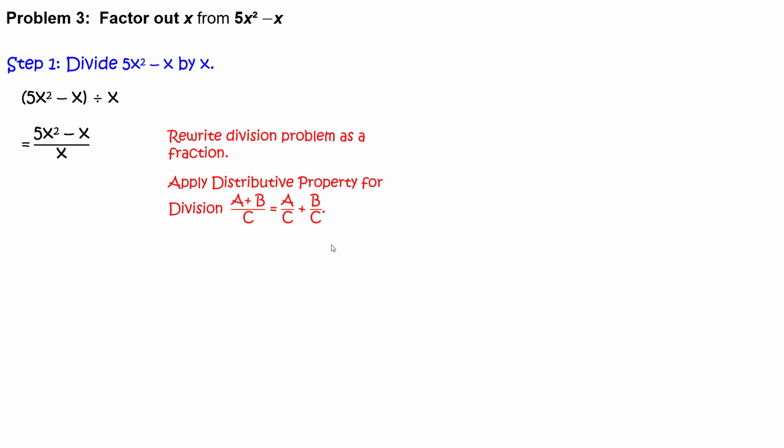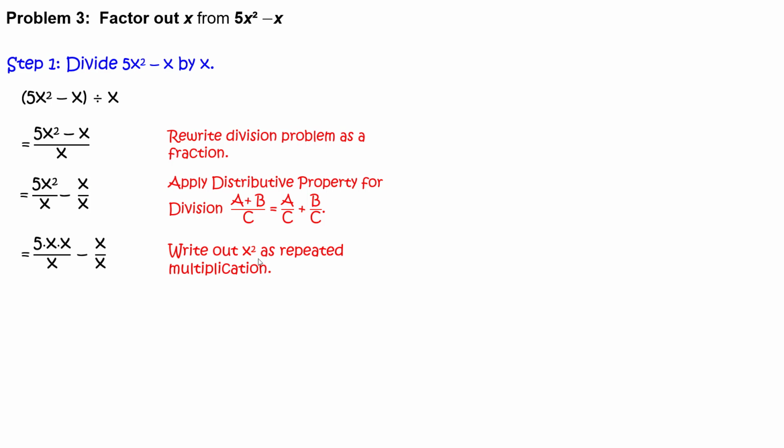Then I'm going to apply the distributive property, which says if you're dividing a sum of two things or a difference of two things by one term, you can split it up. So I can write it as 5x squared divided by x minus x divided by x. And then I'm going to write out x squared as repeated multiplication, so I can write out 5 times x times x divided by x minus x divided by x.